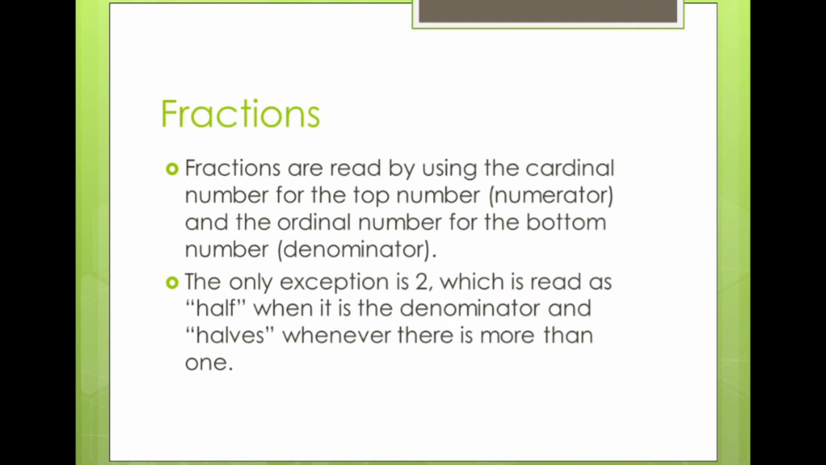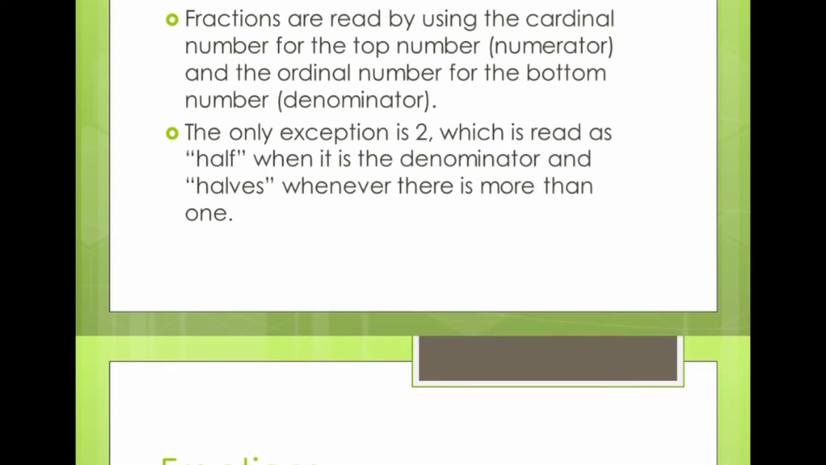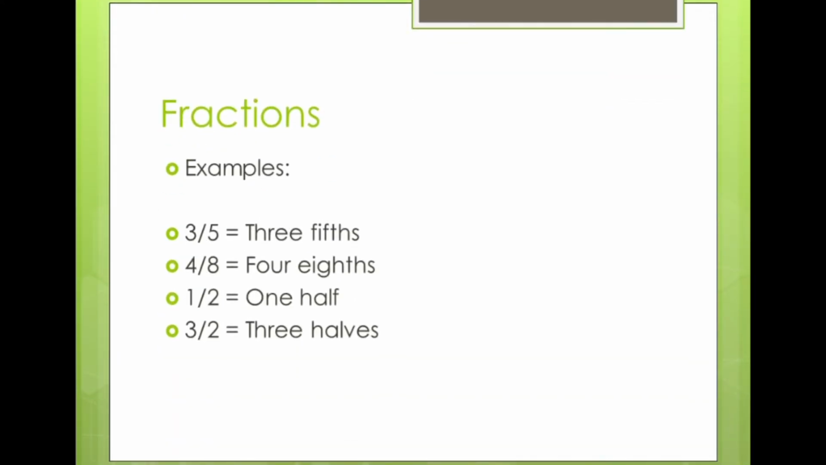Now let's look at fractions. Fractions are read by using the cardinal number for the top number or numerator and the ordinal number for the bottom number or denominator. The only exception is 2, which is read as half when it is the denominator and halves whenever there is more than 1. Examples include 3/5, 4/8, 1/2, and 3/2.